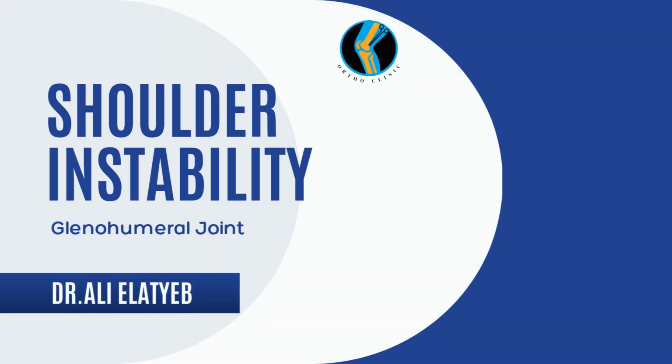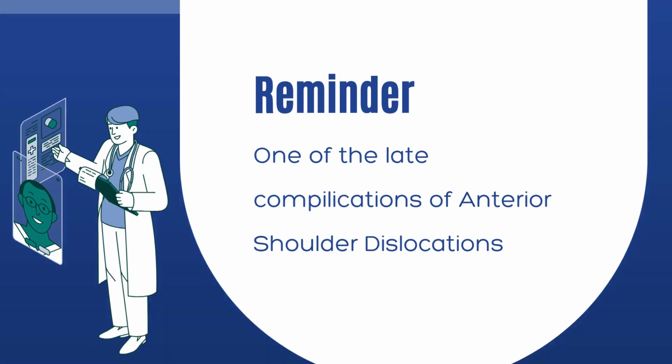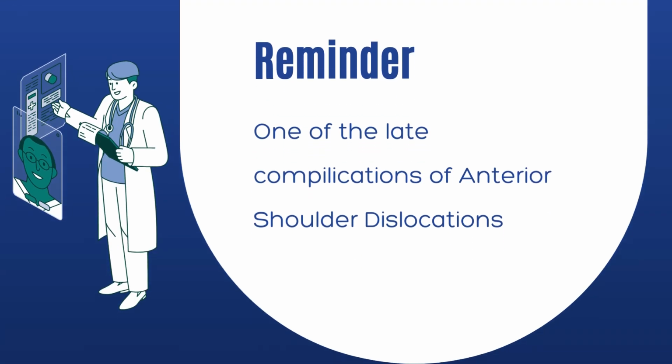I'm going to talk about shoulder instability, the glenohumeral joint instability. In our lecture about anterior shoulder dislocation, we mentioned shoulder instability as a late complication of anterior shoulder dislocation.